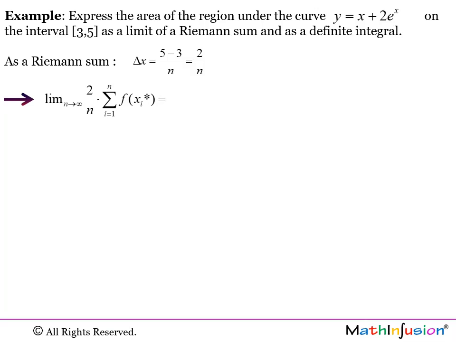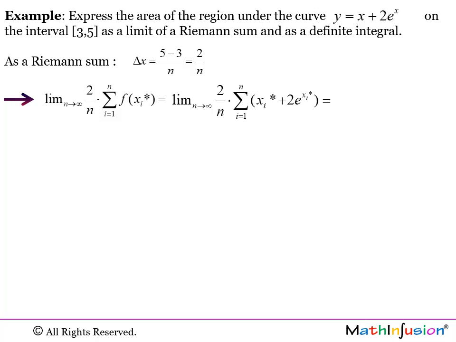This is the limit as n approaches infinity of 2 over n, which is delta x, times the sigma when i runs from 1 to n of f of all those xi stars. Because the function is x plus 2e to the x, I will replace f of x sub i star by x sub i star plus 2 times e to the power of x sub i star.